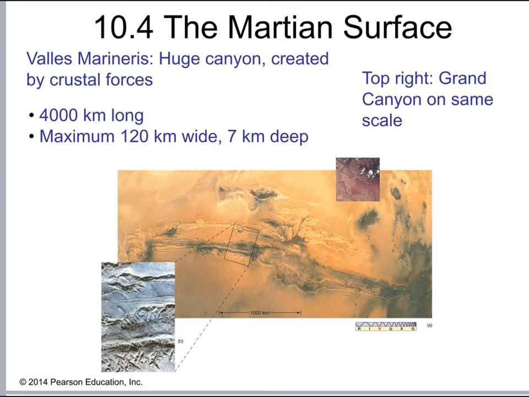Here we can see this little box has been blown up, so you can really see those features. For contrast, you can see this little inset picture showing the Grand Canyon on Earth. You're familiar with the Grand Canyon, this huge canyon on the Earth, and at the same scale, you can barely even notice that there's a canyon there. It's so small compared to the Valles Marineris, this gigantic canyon on the surface of Mars.